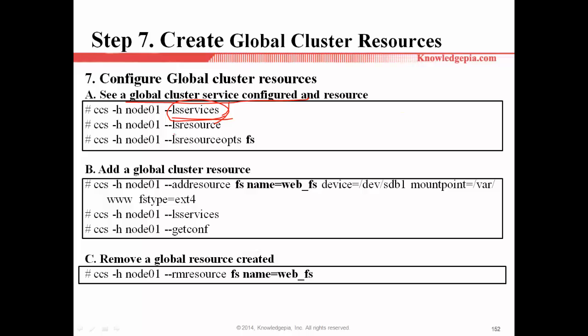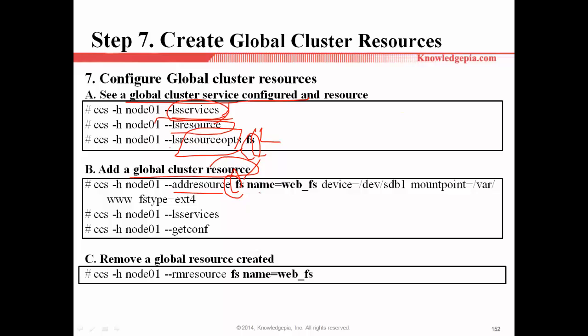And if you want to see only the resource, then ls resource. And if we want to see the specific options for each resource, then like this, ls resource options. fs means the kind of name of the resource. fs means normally the file system. And after that, we can add global cluster resource like this. Add resource fs, we already select fs, meaning the file system.